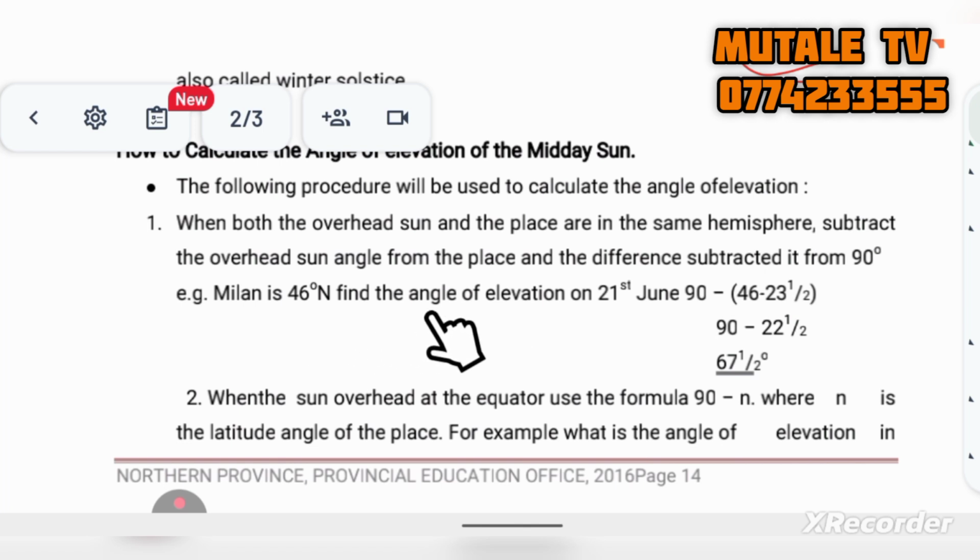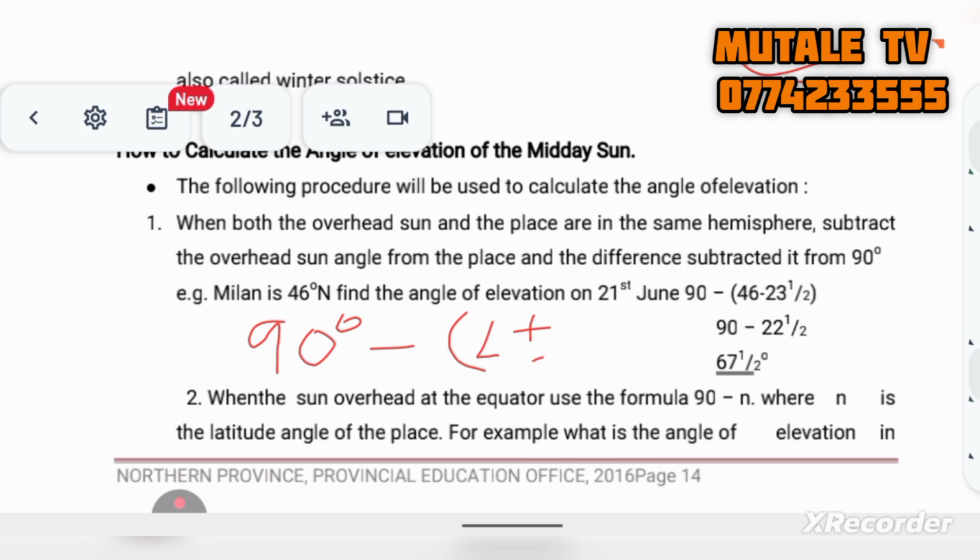So this is very important for one to understand. This is what I was trying to say. They have given you a date and one latitude, and the formula for finding the midday sun is always 90 degrees, subtract, open bracket, the latitude given, plus or minus.